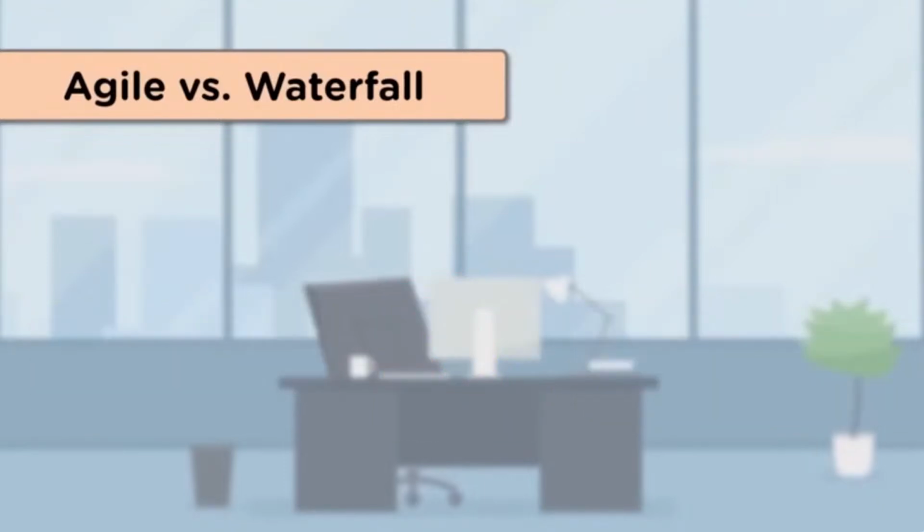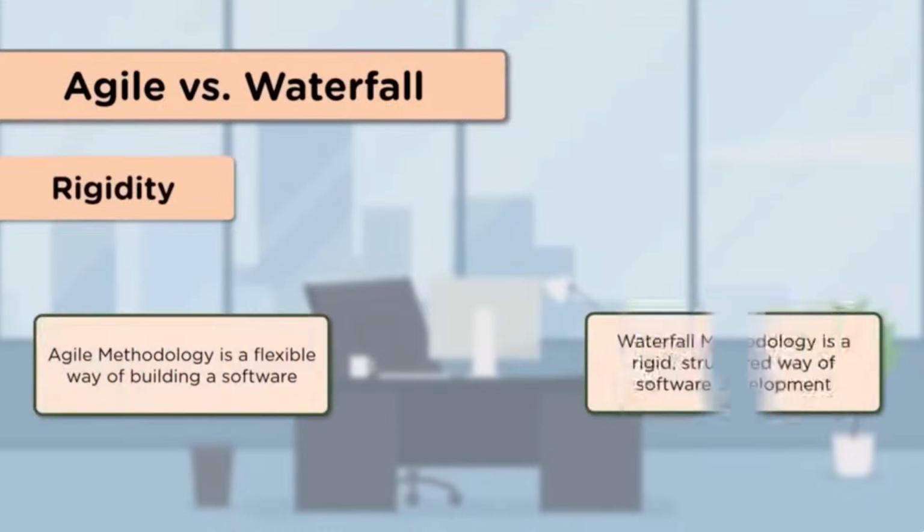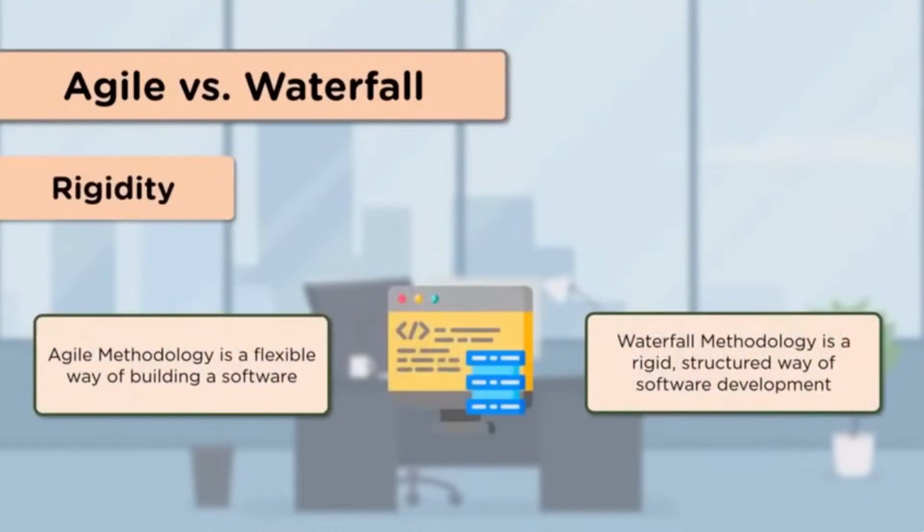The second difference we will see is on the basis of rigidity. As we know, agile model is a very flexible way of building a software in which the feedback of changes may be accepted even after the development has begun. Whereas the waterfall model is least flexible and the structure of the model is rigidly followed while developing a software.